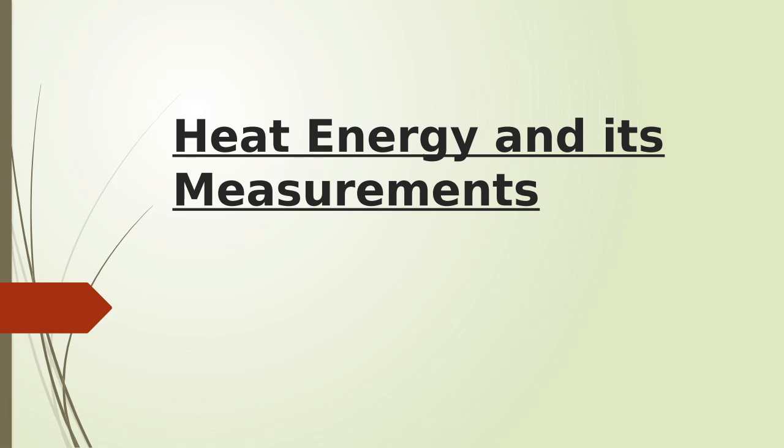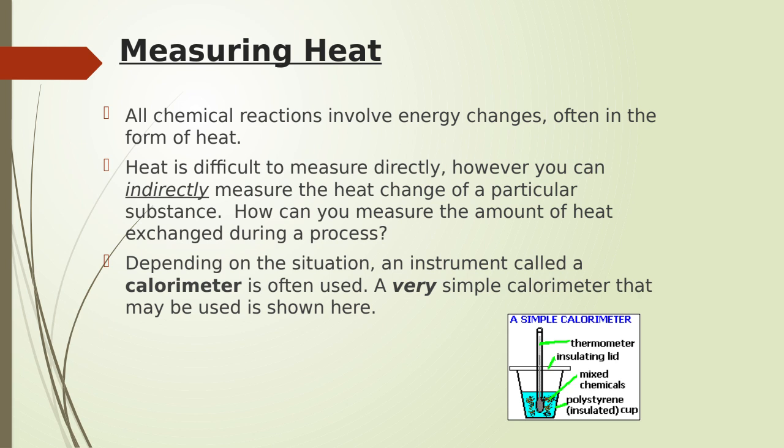This lesson is going to focus on heat energy and the measurements that we use to calculate it. Since most of the chemical reactions that we deal with involve a form of heat, we need to be able to measure this amount of heat that is either absorbed or released by the process. So we already know that heat is difficult to measure directly, but we can measure it indirectly by measuring the heat change of a particular substance.